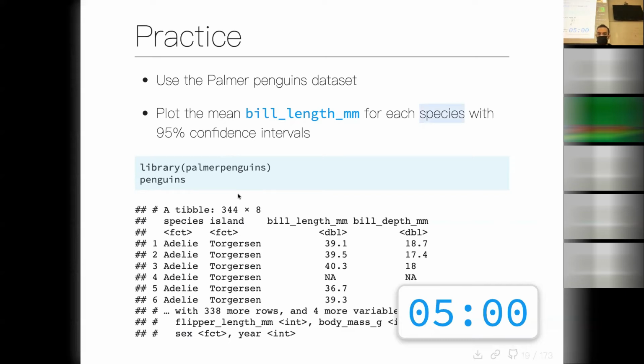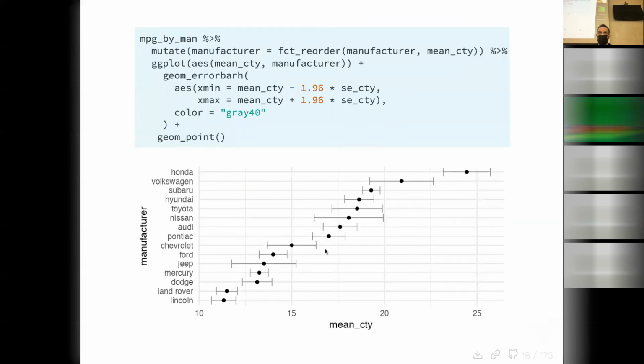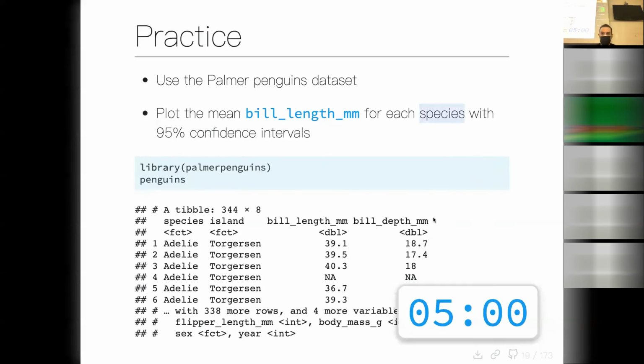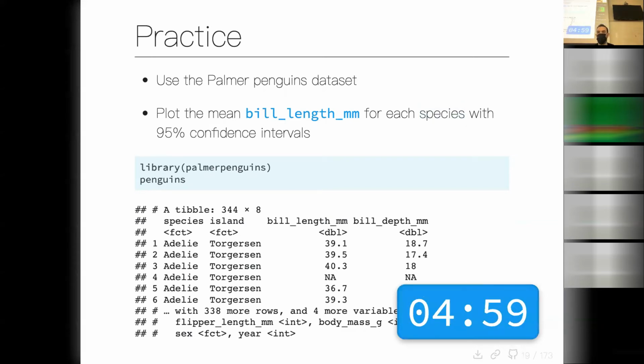Okay, so essentially you're going to create this exact same sort of thing. You could do it horizontally or vertically, it's up to you. But you're going to do the mean bill length millimeters for each species. Okay, 5 minutes, go ahead.